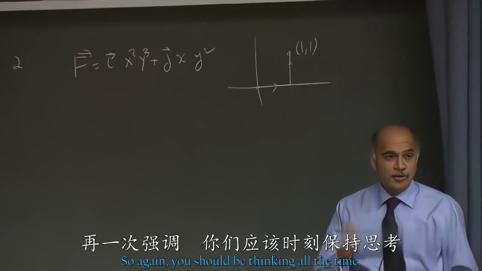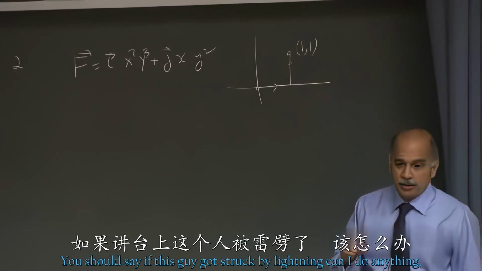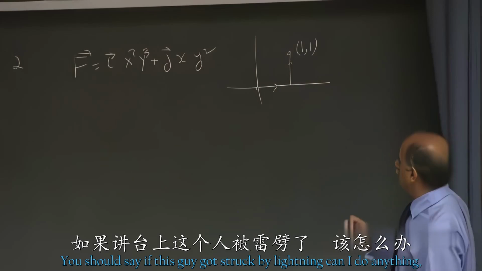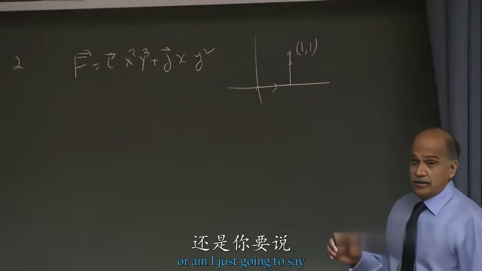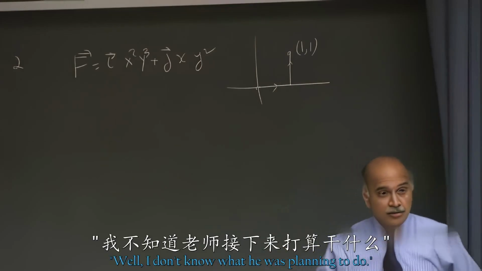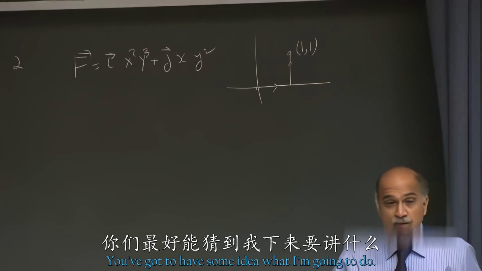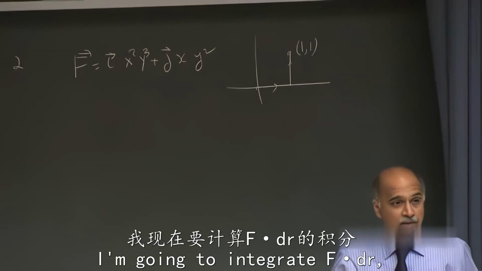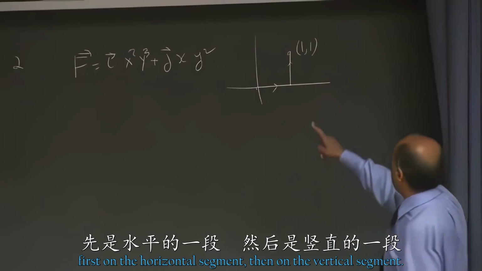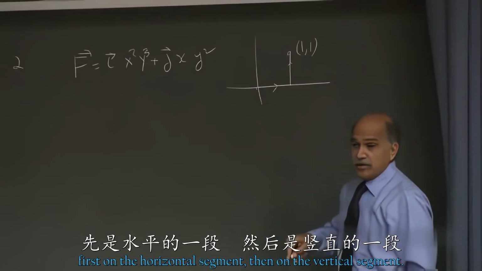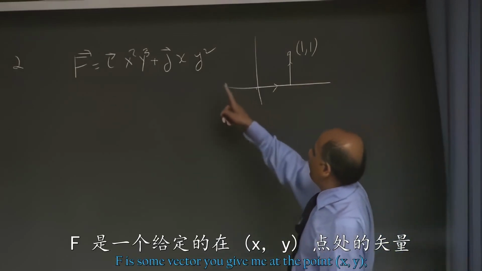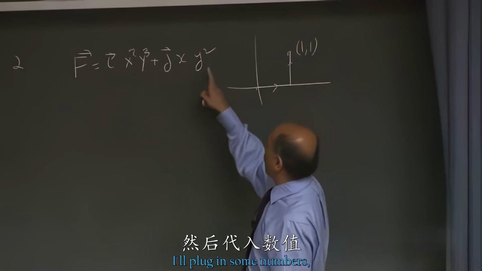So you should be thinking all the time. You should say, if this guy got struck by lightning, can I do anything? Or am I just going to say, well, I don't know what he was planning to do. You've got to have some idea what I'm going to do. I'm going to integrate F dot dr, first on the horizontal segment, then on the vertical segment. F is some vector. You give me at the point x and y, I'll plug in some numbers.